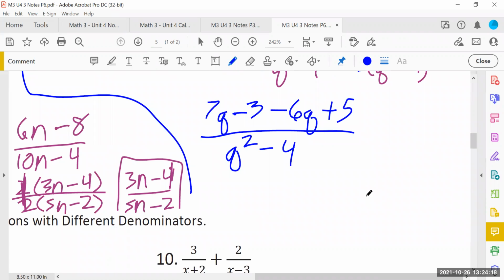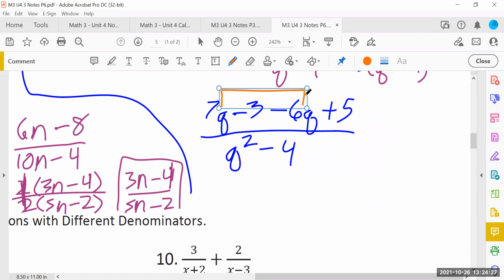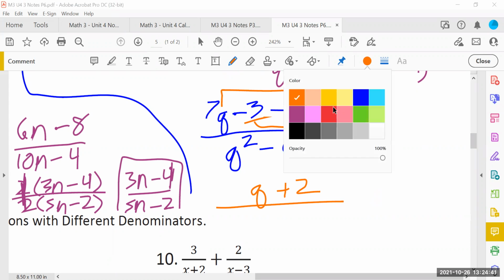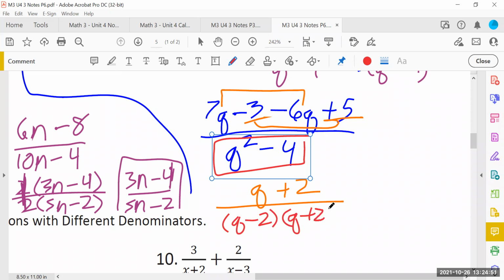That q squared minus 4 is a difference of squares. But actually, before we do that, let's do 7q minus 6q. 7q minus 6q would be 1q. Negative 3 plus 5 would be plus 2. And then the bottom is a difference of squares, just like I was starting to say a moment ago. That is going to factor into q minus 2 times q plus 2.